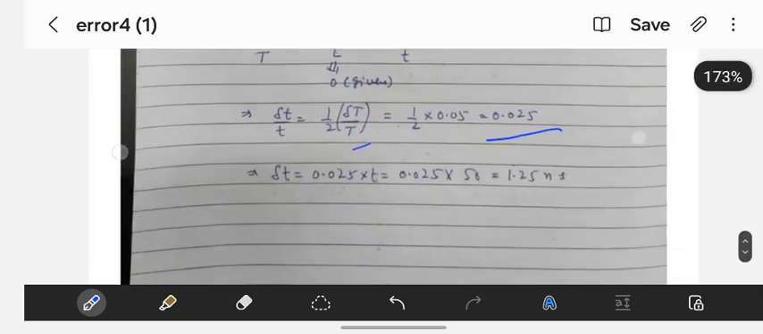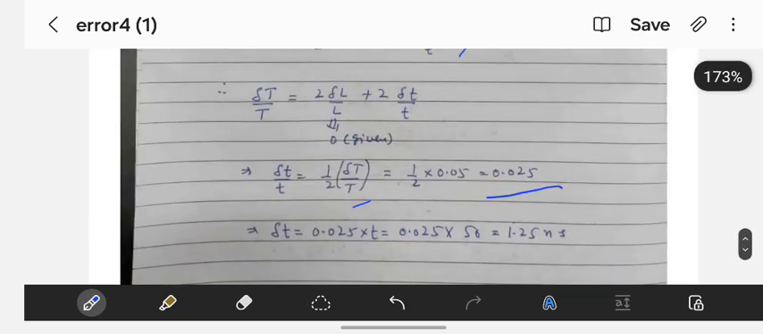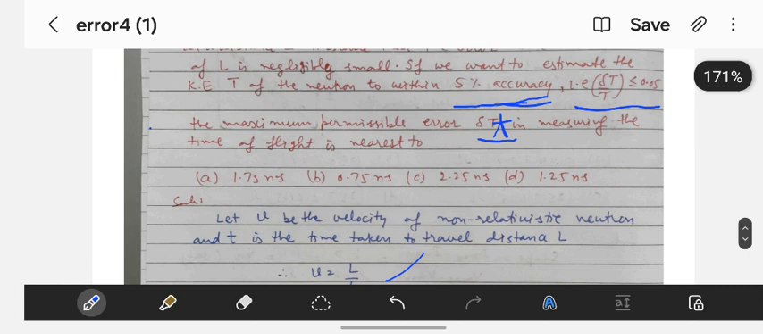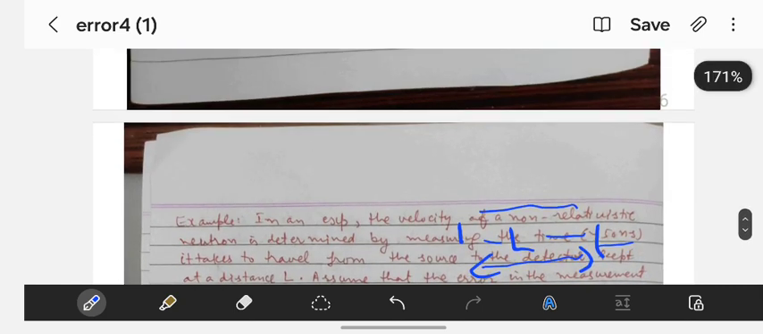So I hope you learned something in these lectures on error analysis. So we end it here.